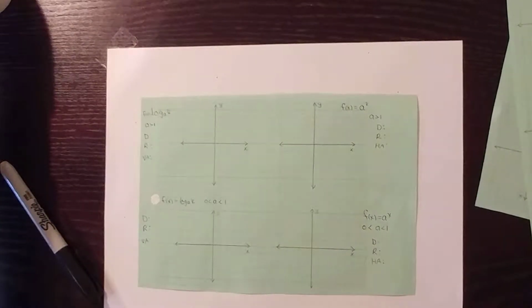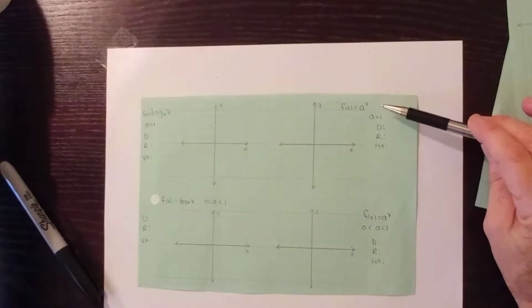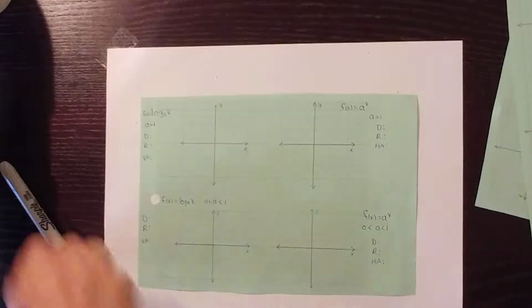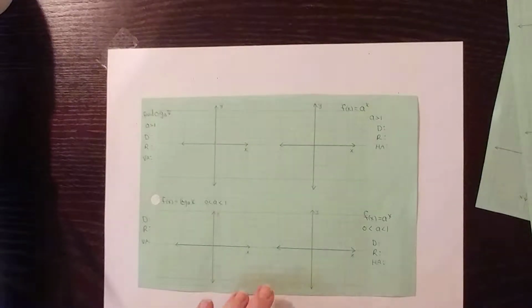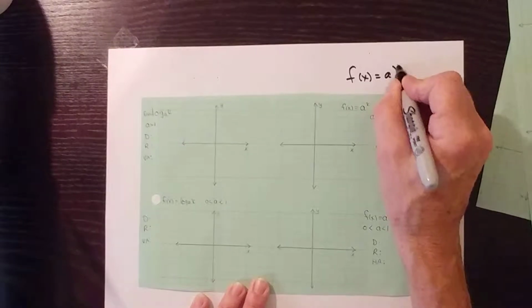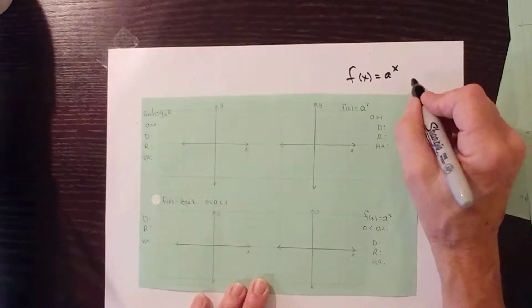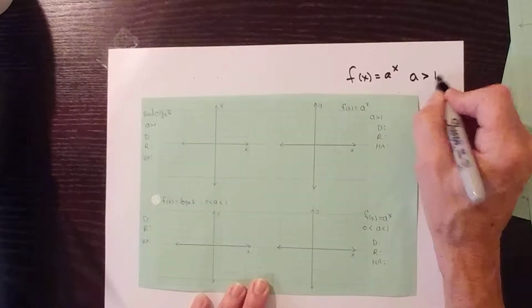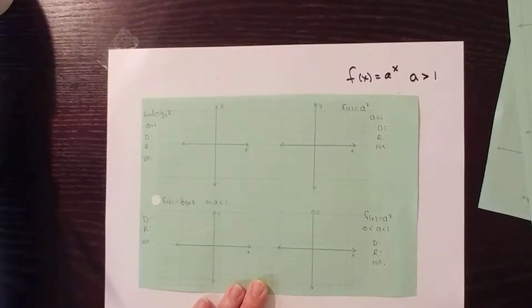Okay, in this video we're going to look at how to graph exponential and logarithmic functions. This is a basic exponential function, in case this is hard to see, the function f of x is equal to a to the x, where a is the base, and in this case the base is greater than 1. So that's the condition we're looking at.